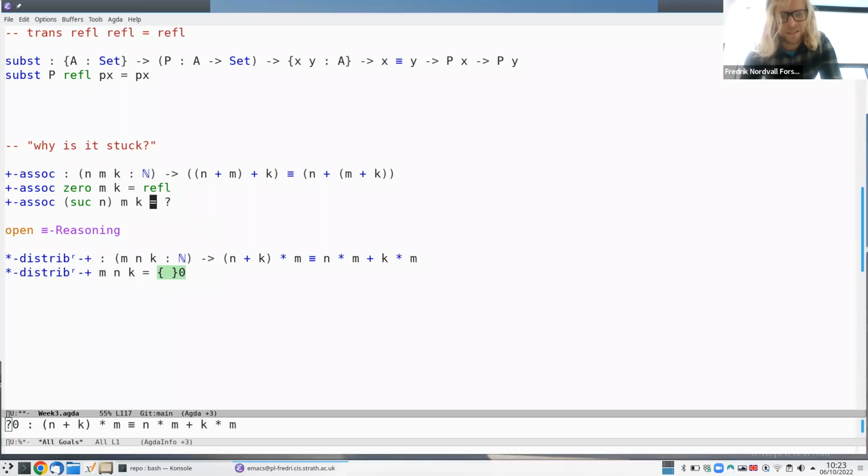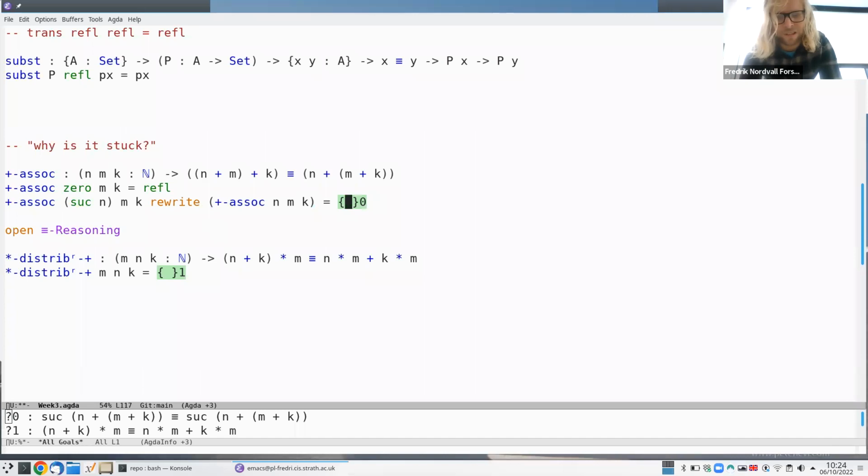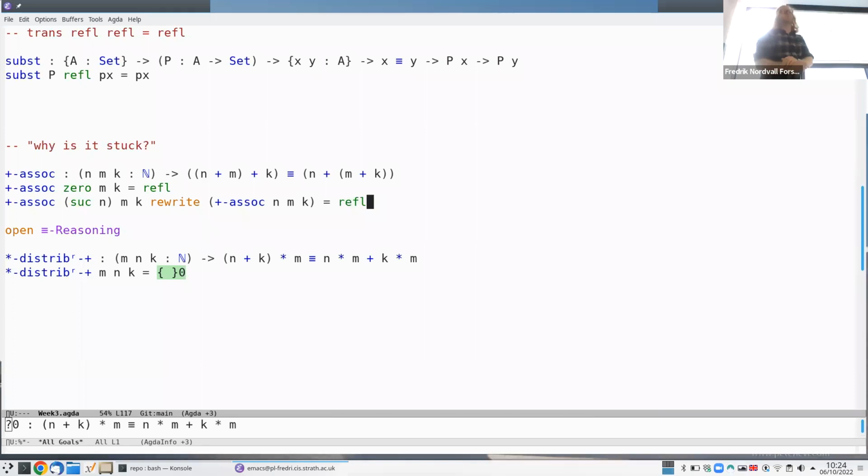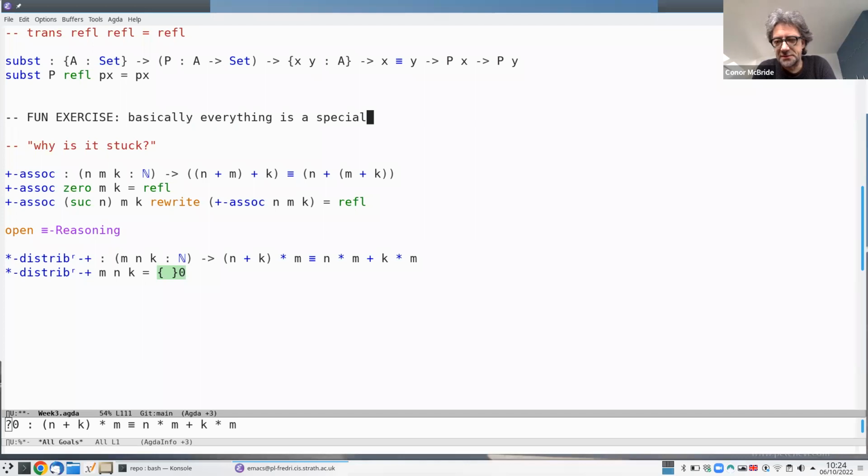I don't need the brackets, so remove them. And then we see that we have rewritten the left-hand side to be the right-hand side, and now this is called just second step. So again, that basically does the same thing. So cong is a special case of subst, and rewrite is basically telling Agda to try and use subst in a sensible way. And it's often quite clever.